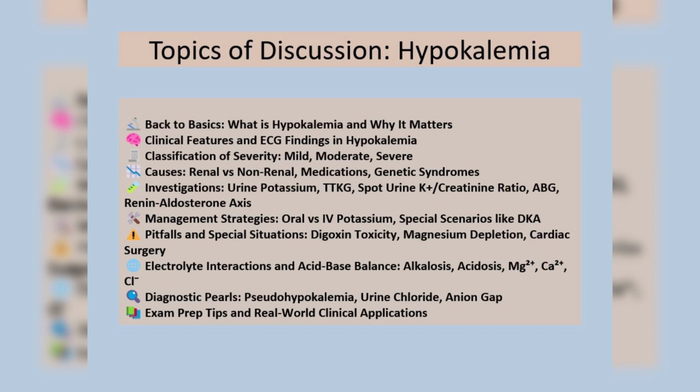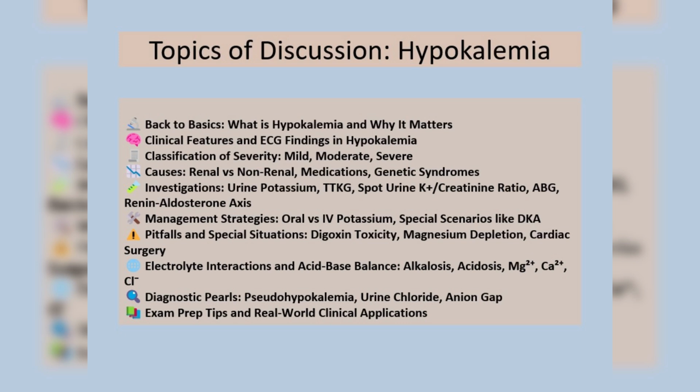After that, the causes. We'll break it down: renal versus non-renal, genetic factors, hormones, those pesky medications, and of course, investigations. How do you actually get to the bottom of what's causing it? That's where it gets interesting. Diagnosis, obviously. And finally, the management strategies. We'll hit on those special scenarios too, like DKA. And because everything's connected, we'll wrap up by looking at how hypokalemia plays with other electrolytes and acid-base disorders. Right, I'm ready if you are.